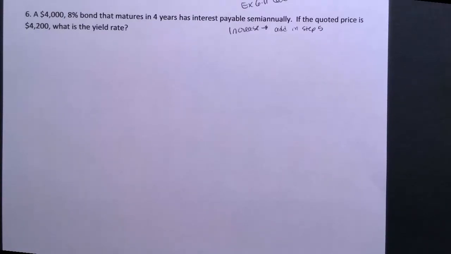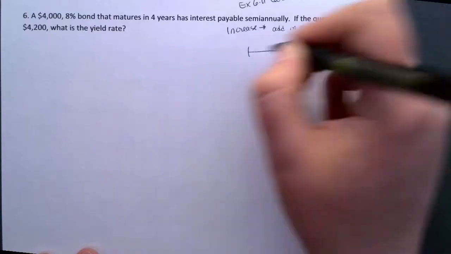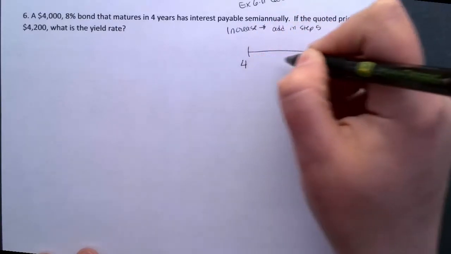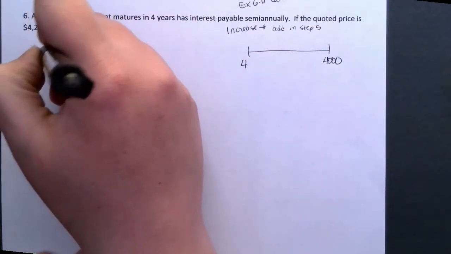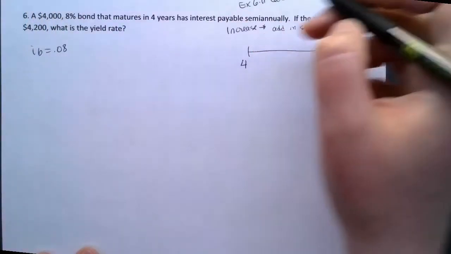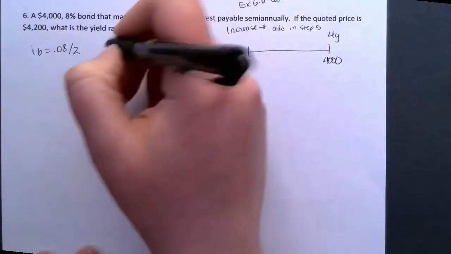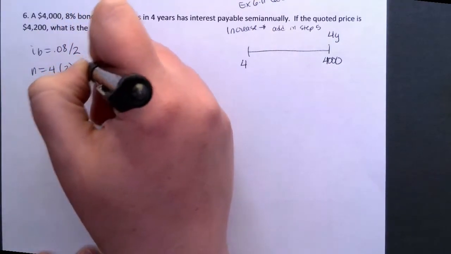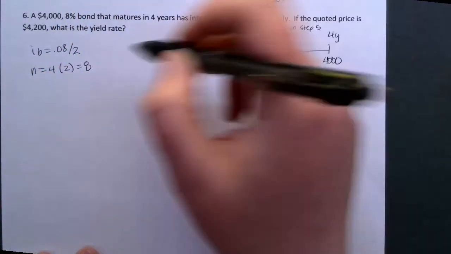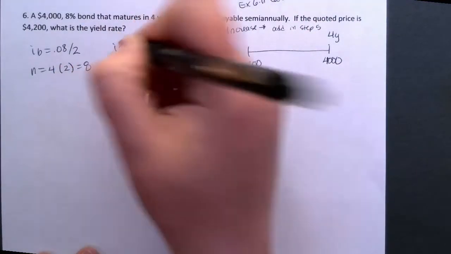Okay, so now in example 6, we have a $4,000 bond at 8%, so i_B is 0.08, that matures in 4 years, has interest paid semi-annually. So that also tells us that N is going to be 4 years times twice a year, so 8. If the quoted price is $4,200, what is the yield rate? So again, we're trying to find i.